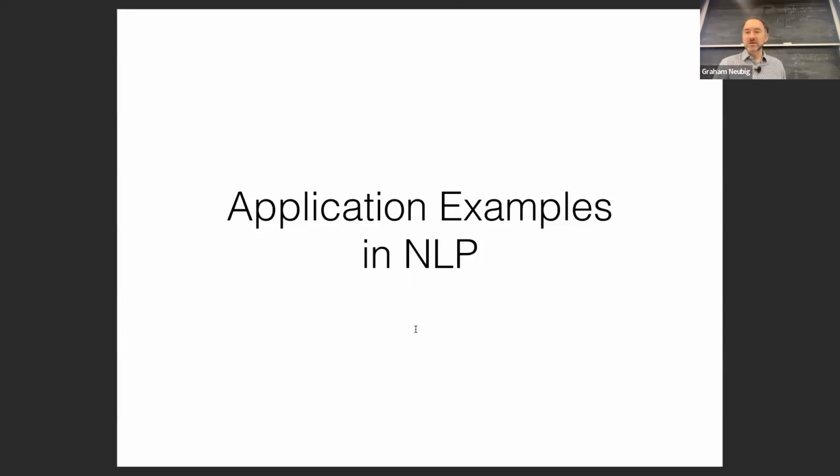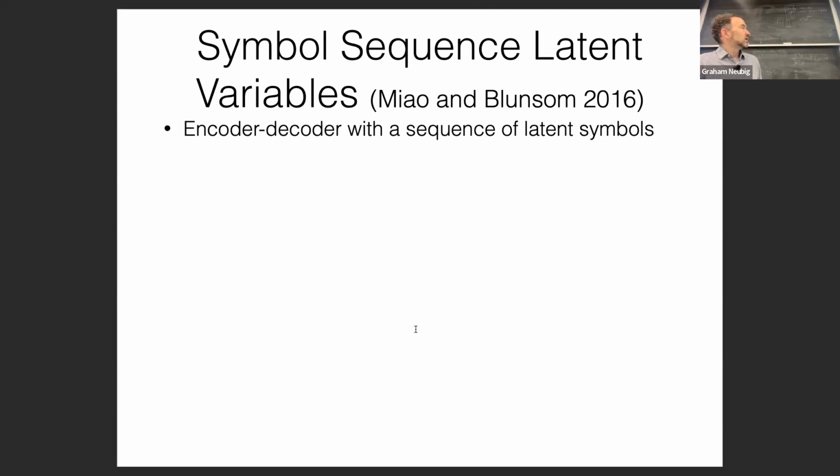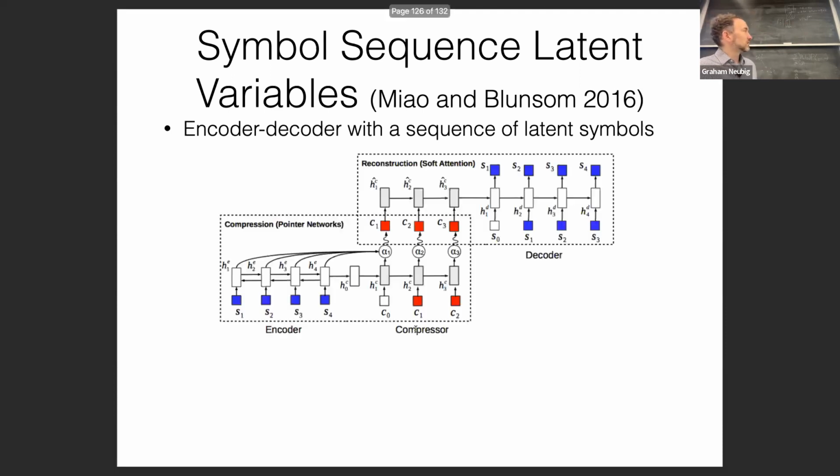And I think this is actually where this gets most interesting, because it demonstrates how you can be creative, maybe more creative than people have been in image processing or other areas. Just to give one example, you can use a symbol sequence as a latent variable. Here we have an encoder-decoder with a sequence of latent symbols. We have an input S1 through S4, then a latent sequence C1 through C3, and then we reconstruct the output S1 through S4.